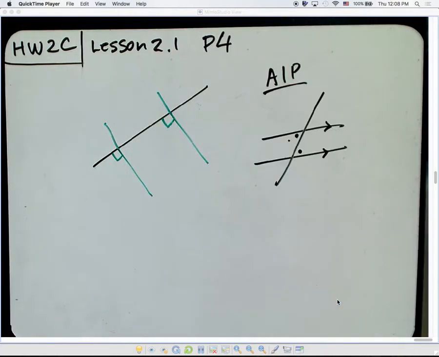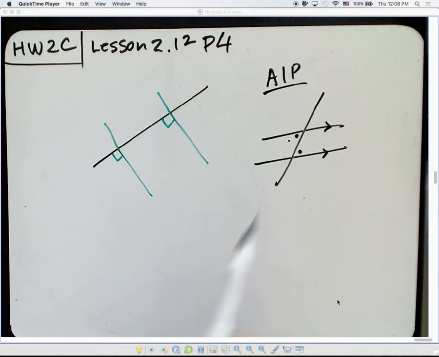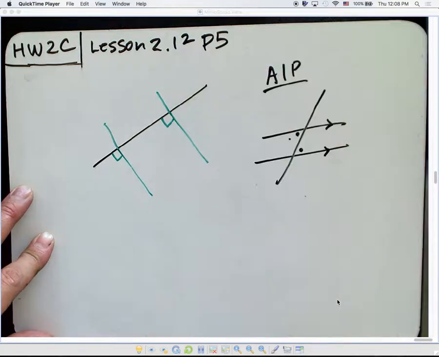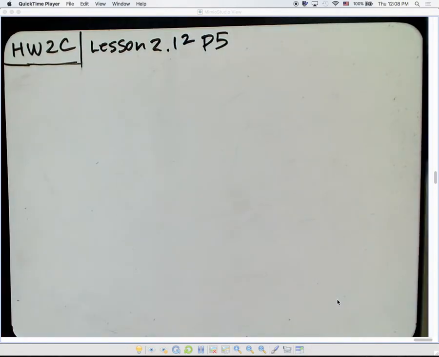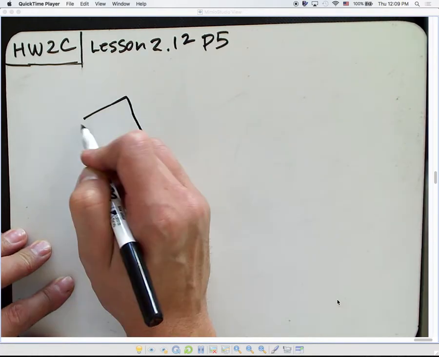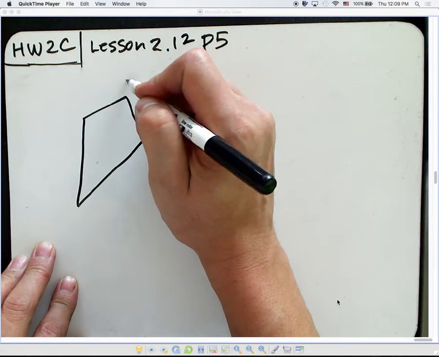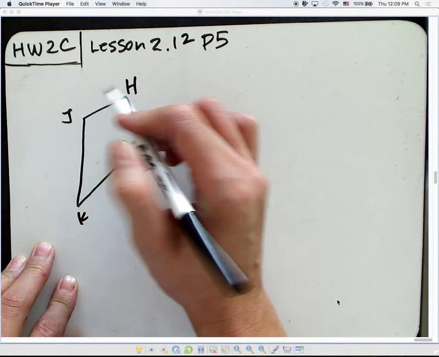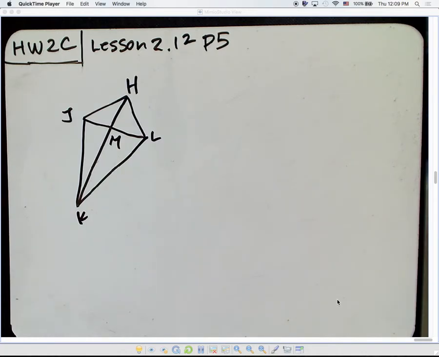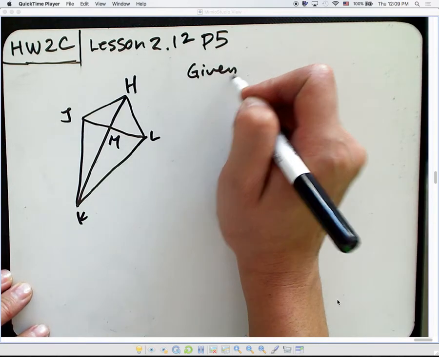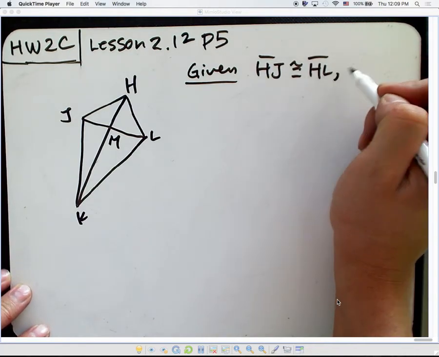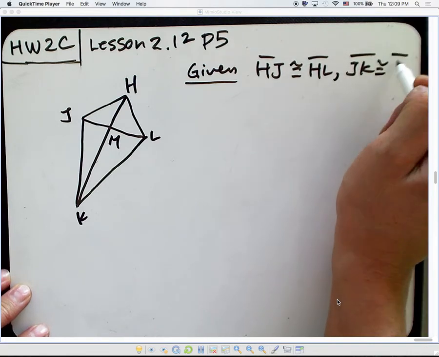Let's move on to lesson 2.12, and let's look at problem number 5. Okay, so it says given, so we have something like this. We have H, L, K, J, and we have lines that intersect at M. Given segment HJ is congruent to segment HL, and segment JK is congruent to segment LK.